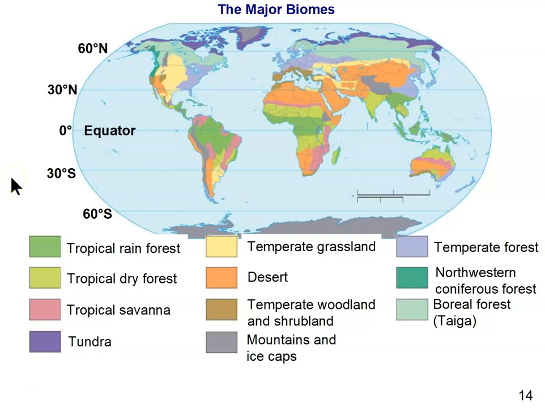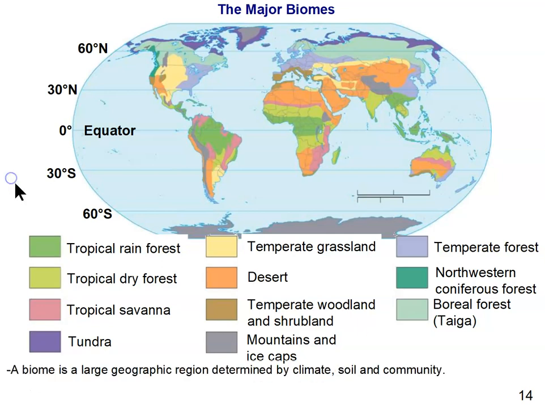What we're looking at here is the biosphere, right? All life on the planet. But we divide it up, or ecologists divide it up, into these things called biomes. And biomes are large geographic regions determined by climate, soil, and community. And that's what you want to remember, the three factors that distinguish the different biomes from each other.